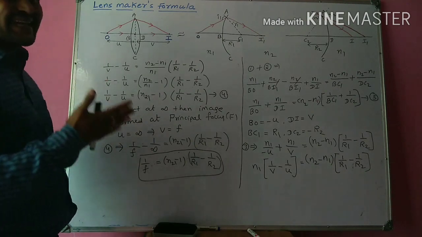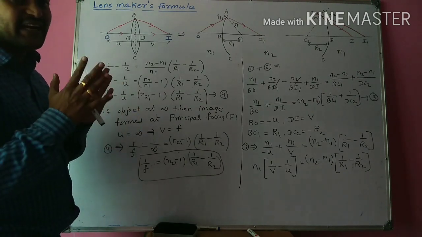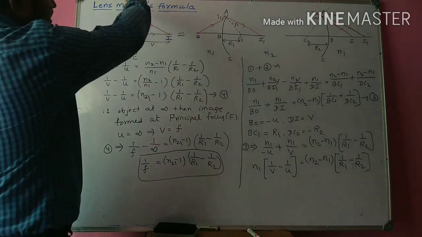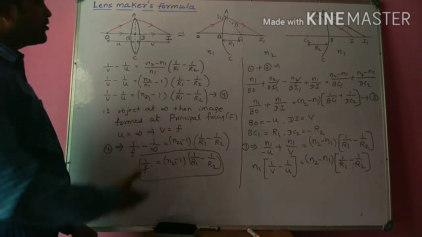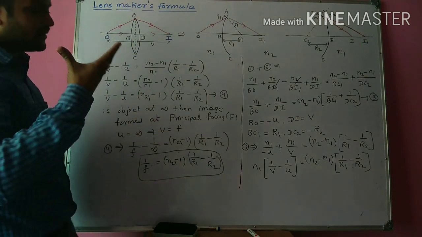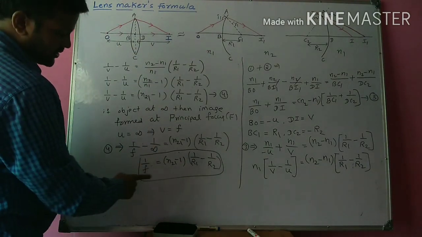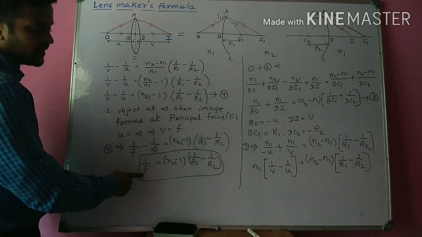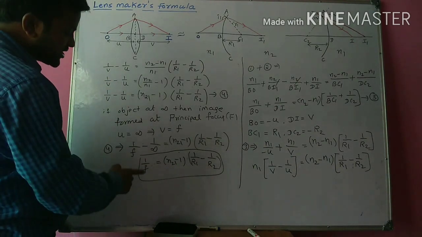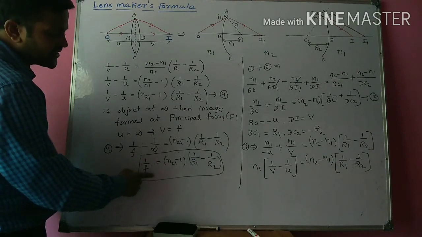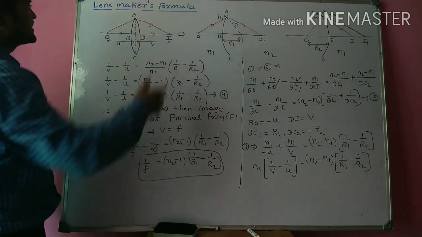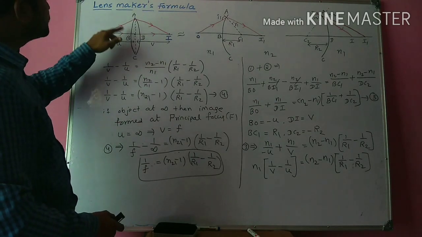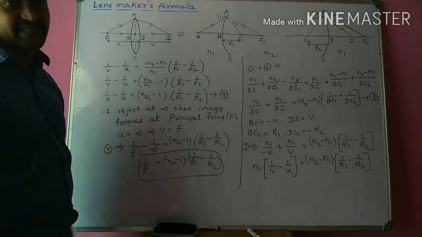This lens maker's formula is used to design lenses of desired focal length using suitable radii of curvature of the surfaces. If you know the radius of curvature, we can find the focal length. So to design lenses of desired focal length using suitable radius of curvature, the lens maker's formula is used.